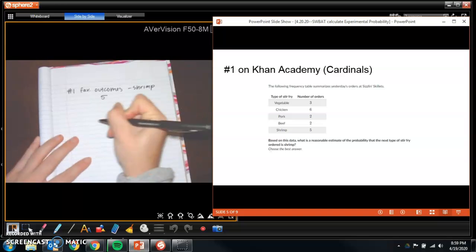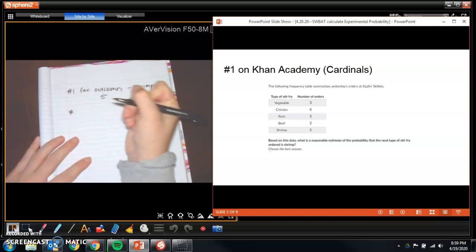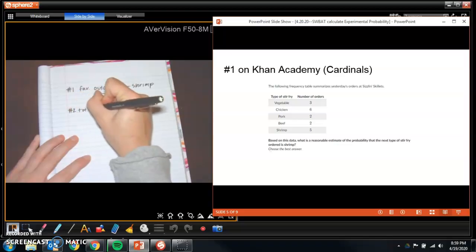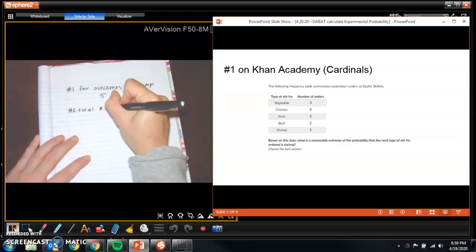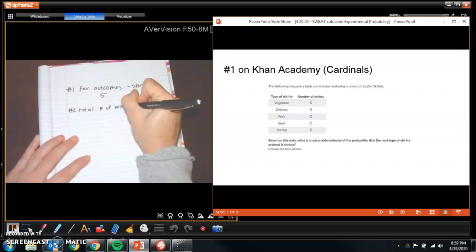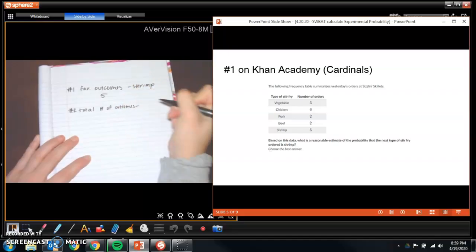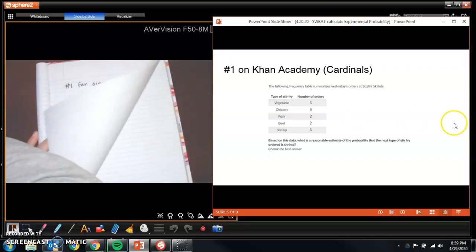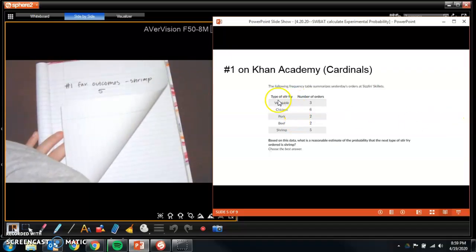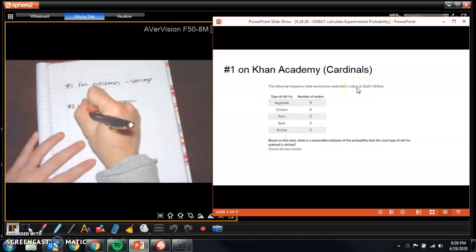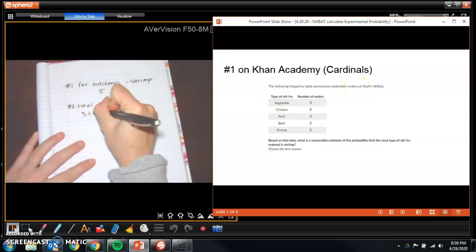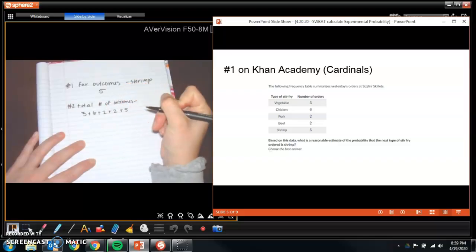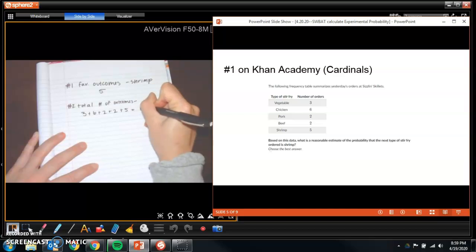Okay, now moving on to criteria for success number 2, I know that it is the total. I need to find the total number of outcomes. And to calculate the total number of outcomes in this problem, I would need to add vegetable, chicken, pork, beef, and shrimp. So I'm going to add 3 plus 6 plus 2 plus 2 plus 5 to get 18 total outcomes.